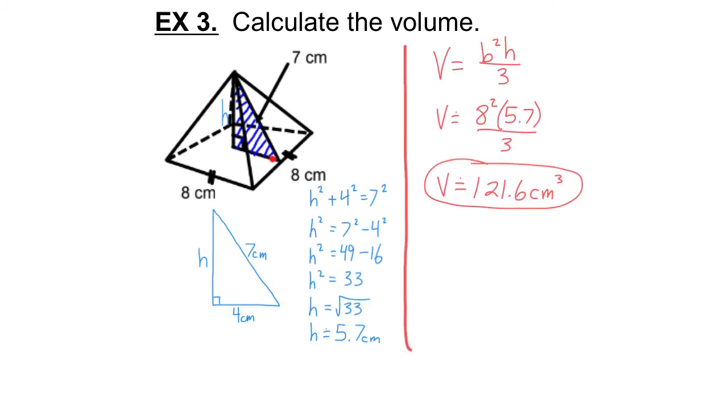I used the right triangle here to find h. Because this goes halfway across the square base, I know that the distance is 4 centimeters. The slant height of the pyramid is 7 centimeters, so that's the hypotenuse of this triangle. I used Pythagorean theorem to find the height, and I used that value in my volume formula for the volume of a square-based pyramid, did my calculation, and I got 121.6 centimeters cubed.